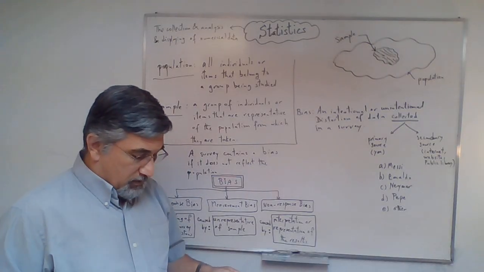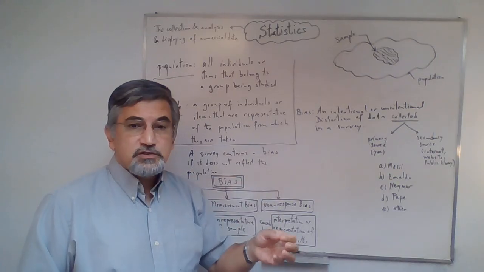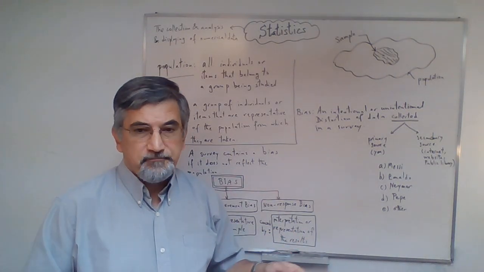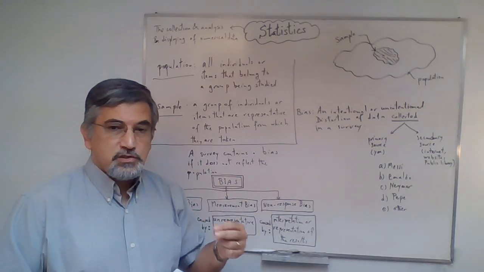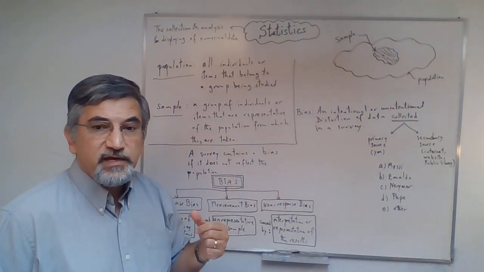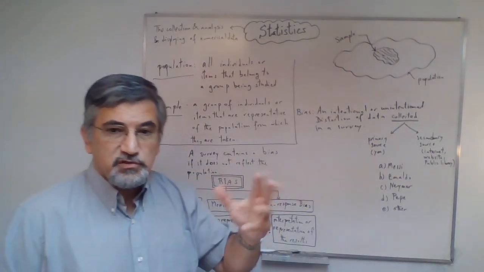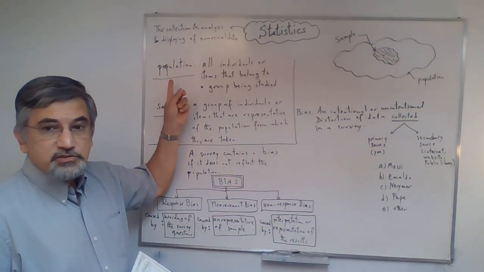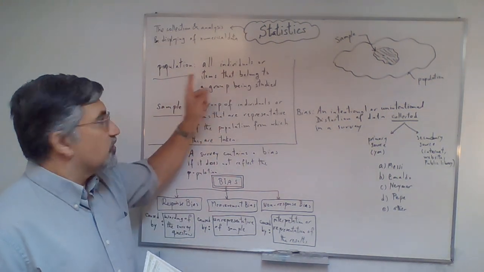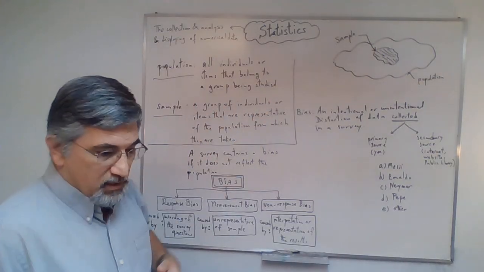Now, when conducting a survey, it is important to choose the right questions to ask and to select the appropriate group to survey. So there's two things here about the groups that are supposed to be surveyed. One is population, one is sample, and we have to know the difference. A population, what is the definition of population? All individuals or items that belong to a group being studied, okay?